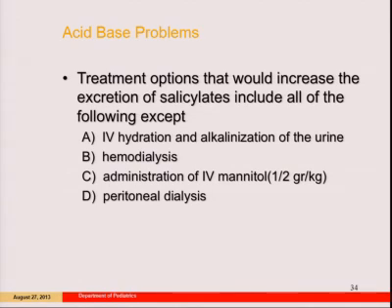You can take somebody that's relatively severely affected, and with aggressive dialysis, you can drive that level down in 2 to 3 hours. Peritoneal dialysis works, but it's much less efficient.